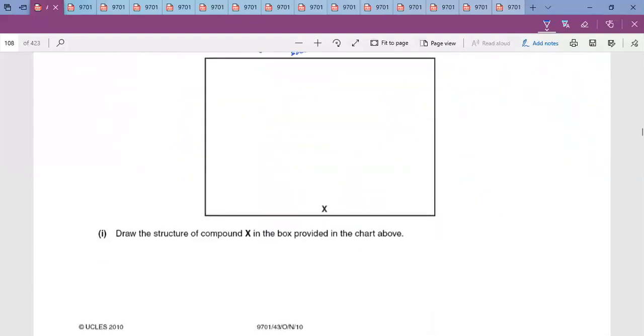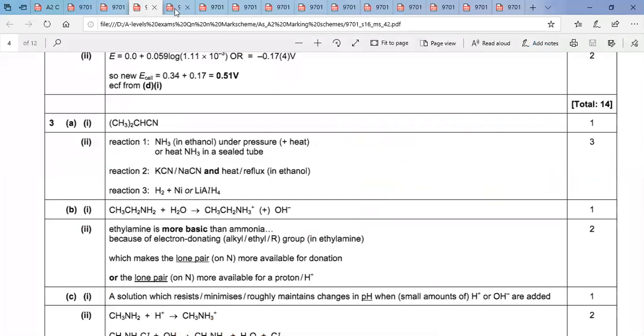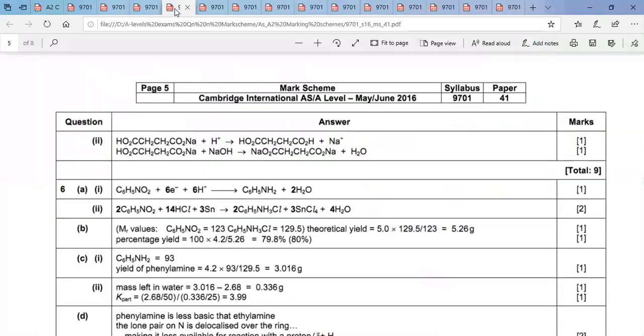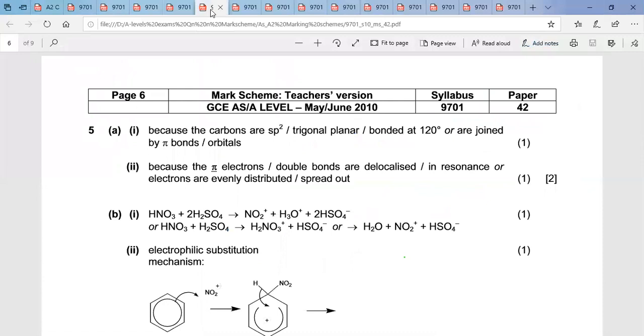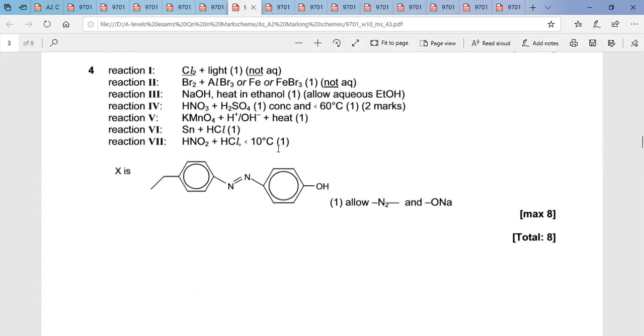10 November 43. Do I have it here or not? Not here. Maybe not here, it's too simple. 10 November 43. Okay, here. 10 November 43. So, all right. See?